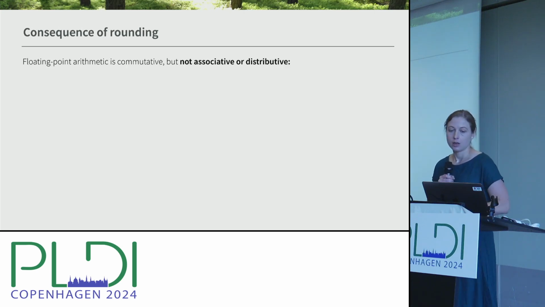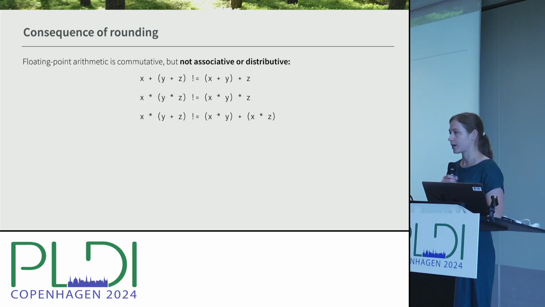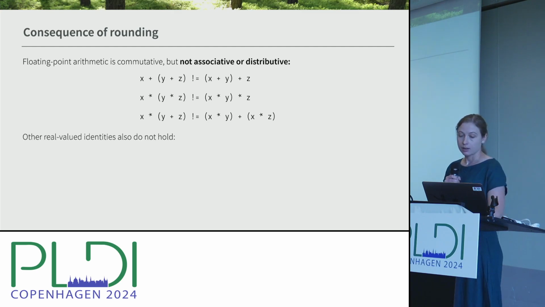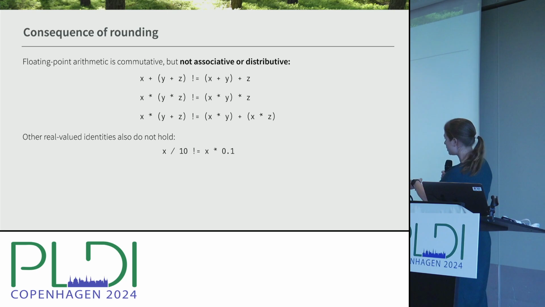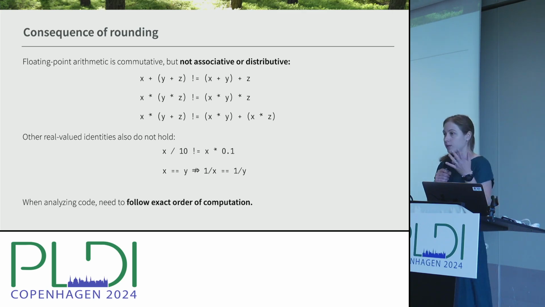talk. One consequence of rounding is that floating point arithmetic is not associative or distributive, so the usual rules that you would expect on real numbers do not hold. So the results will not be the same because the rounding errors in both cases may be different. And then there are some additional identities, like dividing by 10 is not the same as multiplying by 0.1, and similarly here. What this means for our analysis is that we need to follow exactly the order of computation as it is written and will be executed, because if the order is different, the errors may be different.